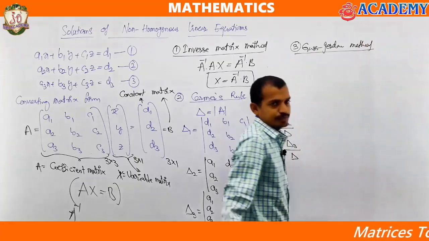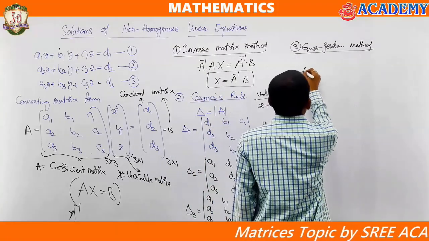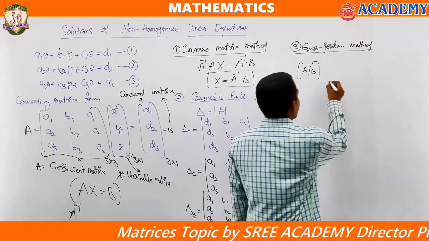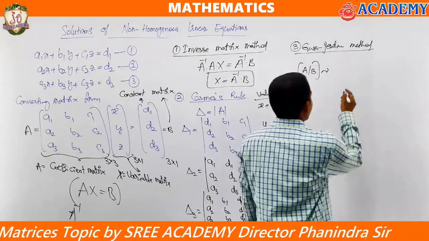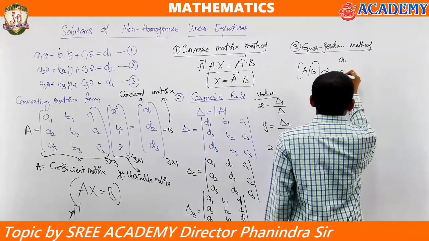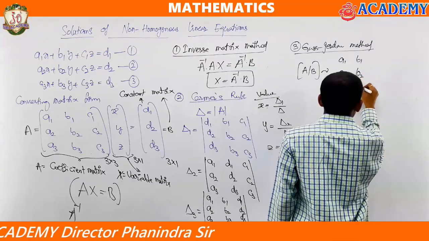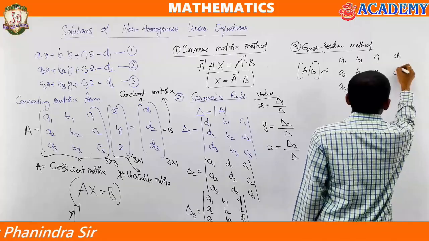Gauss elimination method. Nothing but what we are doing means we are writing one matrix, that is, we will get here the augmented matrix, that is nothing but simply replacing, we are going to get that matrix once again, but I am writing here, see, nothing but A1, A2, A3, B1, B2, B3, C1, C2, C3, D1, D2, D3.